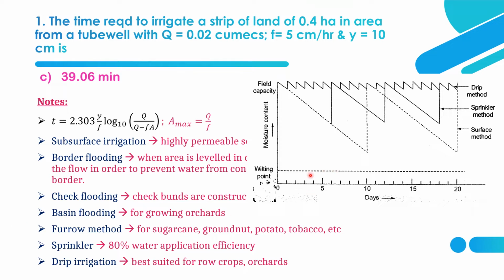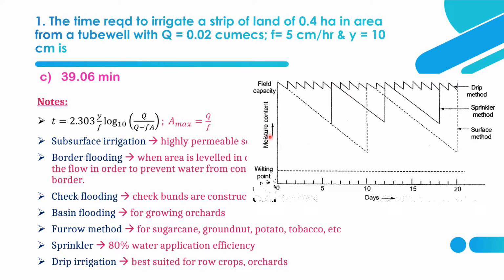Before moving to the second question, we shall see this graph. In drip irrigation, the graph shows that the field capacity is not fluctuating; it is constant. But in case of the surface method or flooding or inundation method, the field capacity will fluctuate rigorously because water application efficiency is very low. But when compared with the sprinkler method, water application efficiency is somewhat higher, like the 80% we have seen. So that's why fluctuation is somewhat low when compared to the surface method.